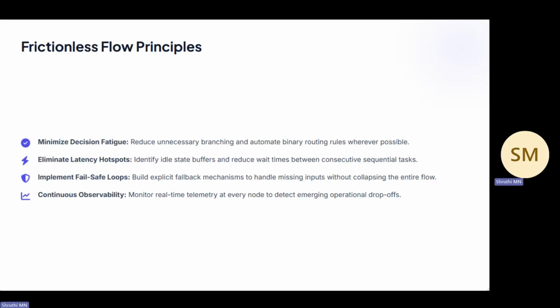And the fourth is continuous observability. We should continuously monitor what is happening at different stages of the flow so that we can identify problems early. So the four principles are minimize decisions, reduce delays, handle failure safely, and continuously monitor performance.